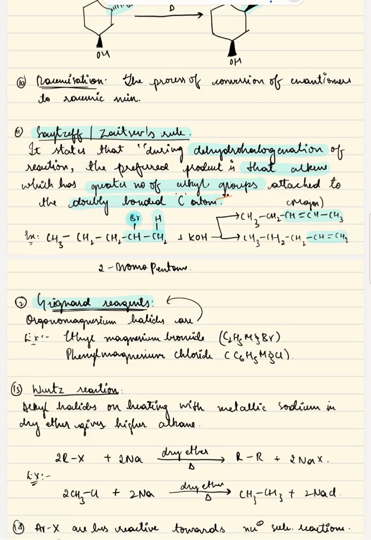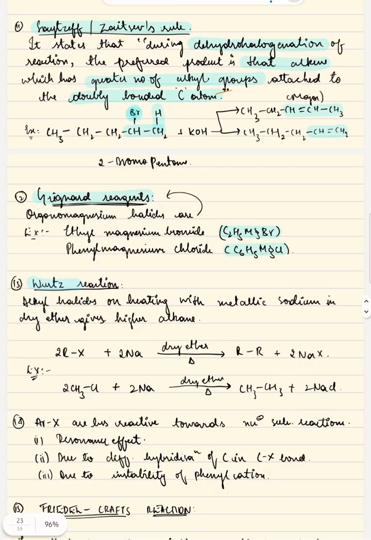Next, what is a Grignard reagent? Organomagnesium halides, ethyl magnesium bromide, all those. Then Wurtz reaction: alkyl halide on heating with metallic sodium in dry ether gives a higher alkane, RX plus 2Na in the presence of dry ether gives R-R, a higher alkane. Just add another alkyl group present in the reaction.